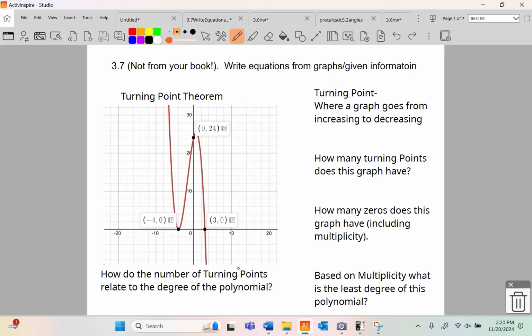All right, this is about turning point theorem. Turning point theorem is where a graph goes from increasing to decreasing or vice versa, and it's literally called a turn. I don't know why you need a definition.